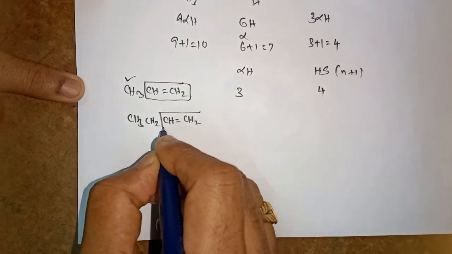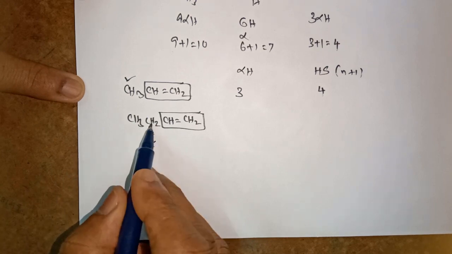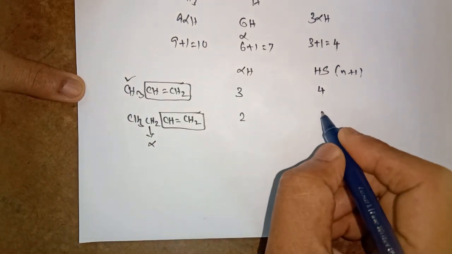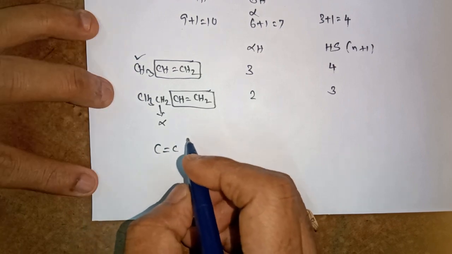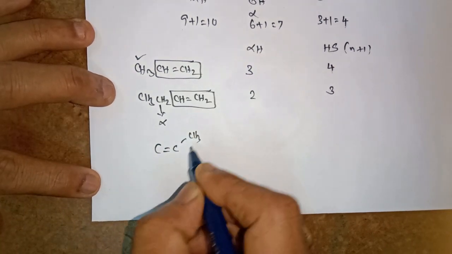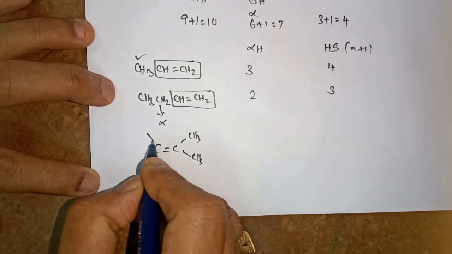Then we move on to CH3, CH2, CH double bond CH2. Then you come to the carbon-carbon double bond. The alkyl group attached is called alpha. How many does it have? 2. So it has 2 plus 1, 3. Then I come to this C double bond C. Here I take CH3, CH3, CH3, and here it is H.